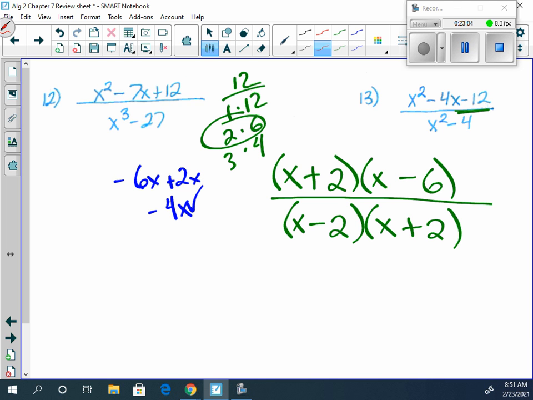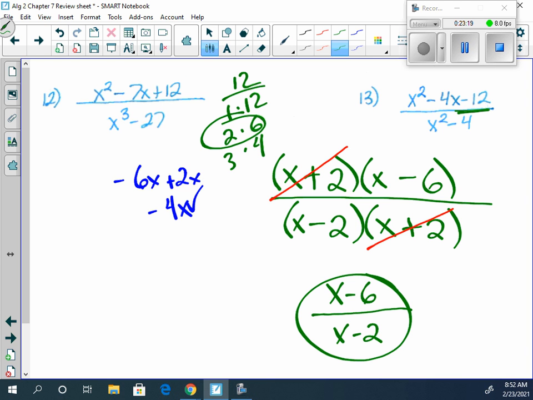Now, since we have the numerator and denominator factored, we see that they have an x plus 2 in common on top and bottom. Those cancel out, leaving us with x minus 6 over x minus 2. The reason I know I'm done is because there wasn't anything left in common on top and bottom to simplify out besides the x plus 2 and the x plus 2. Now, since x plus 2 and x plus 2 canceled, that would give us a restriction of negative 2, because since it eliminated out, we need to list it as a restriction.